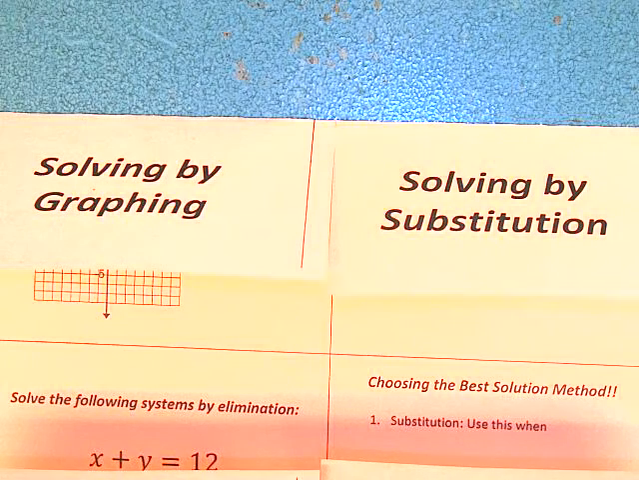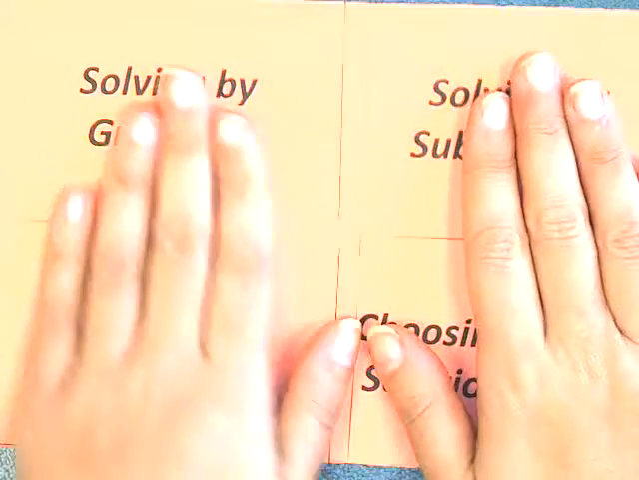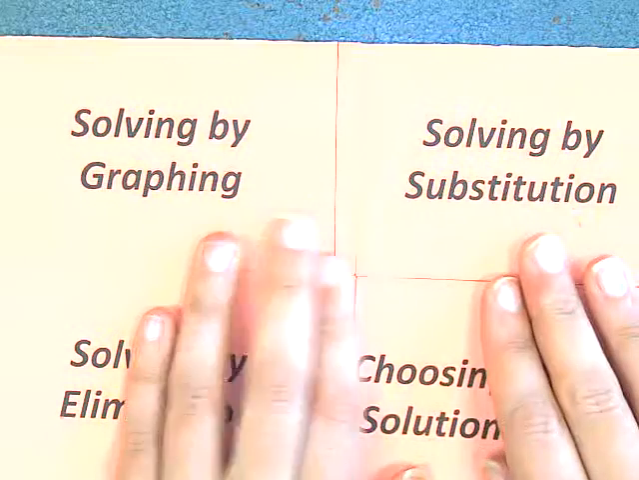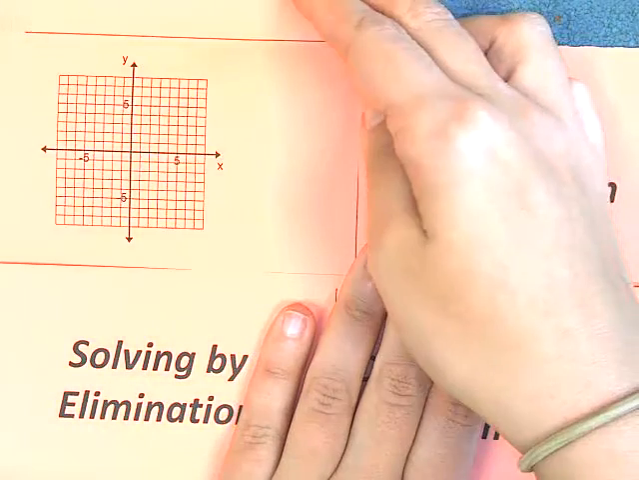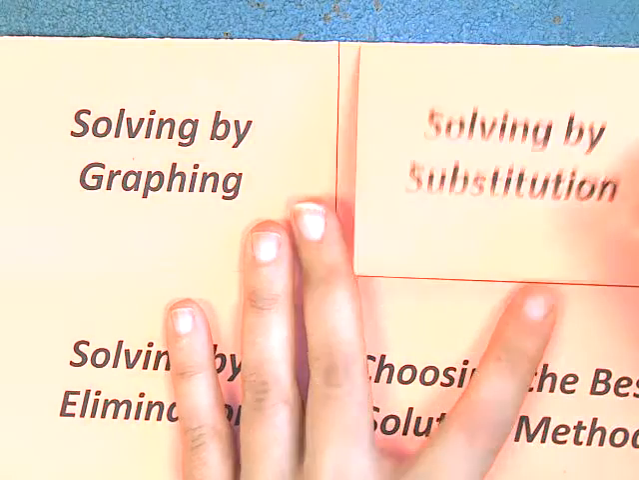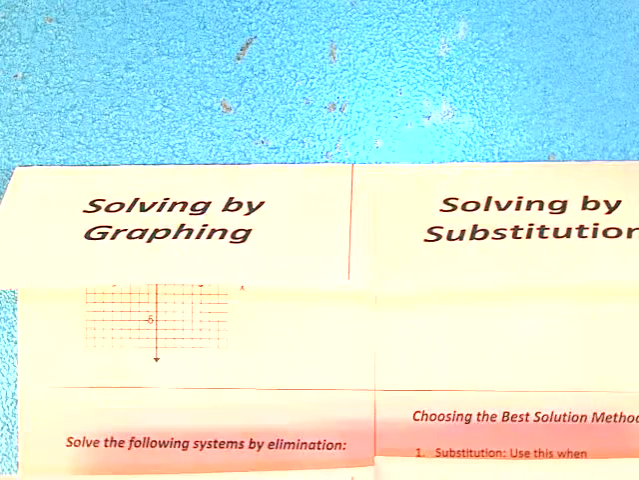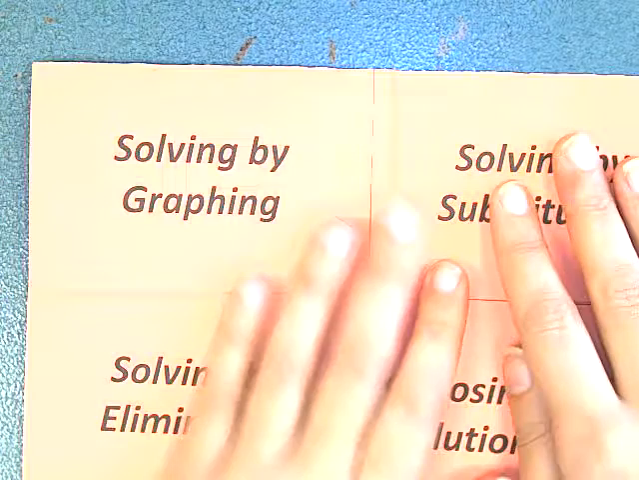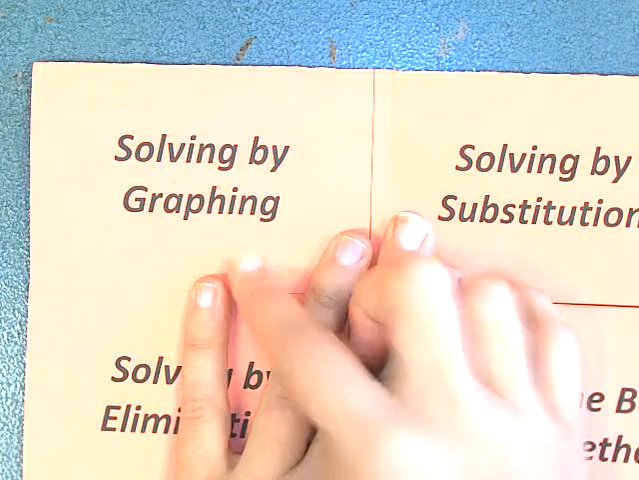So today in class you should have received a foldable that we sort of put together like this. And underneath each of these flaps you should be able to open them up so that you can take notes underneath each one. What we're going to be talking about is good decision making. So when should we choose to solve by graphing?